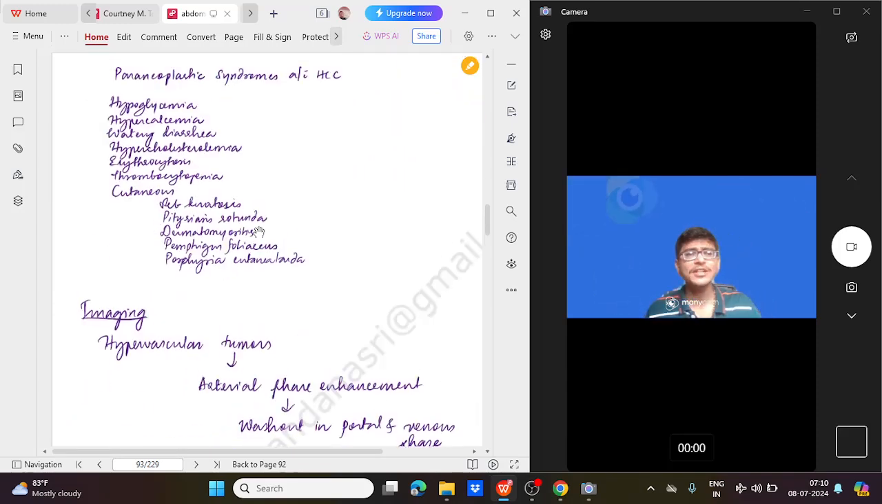So what are the paraneoplastic syndromes associated with HCC? It is hypoglycemia, hypercalcemia, watery diarrhea, hypercholesterolemia, erythrocytosis, thrombocytopenia, and cutaneous manifestations in the form of sebaceous keratosis, pityriasis rotunda, dermatomyositis, pemphigus foliaceus, and porphyria cutanea tarda.